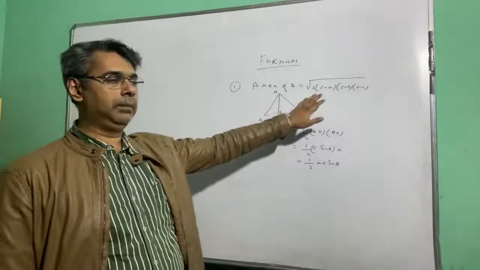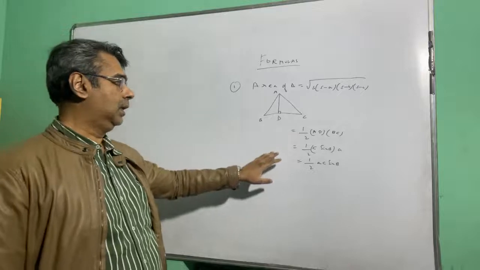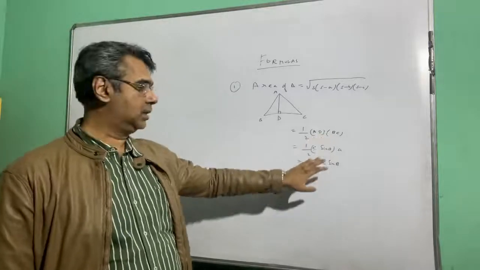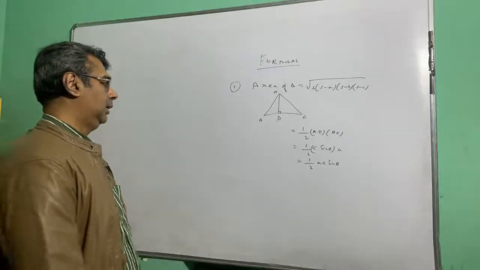So this is the main formula for the area of a triangle, apart from Heron's formula. The half base into height is there, but this is another one, and in this chapter this formula will be used more often.